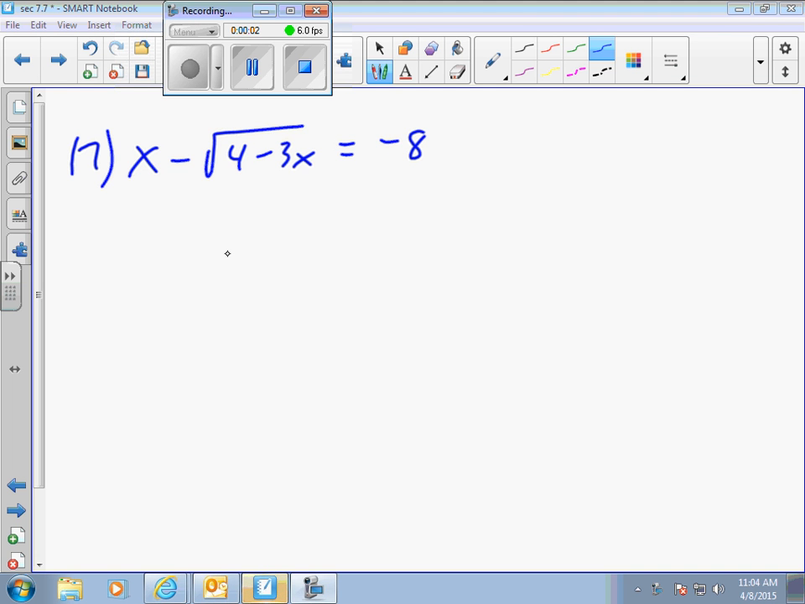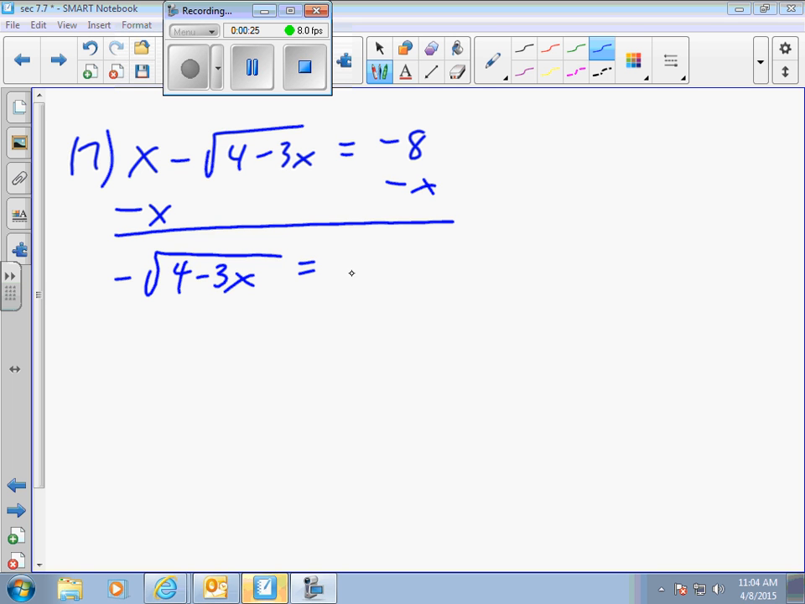Here we are on section 7.6. We're going to take a look at some problems from 7.6. Let's start with question number 17. Because there's a radical in the question, I want to get that term by itself, so I'm going to move the x to the other side, giving me negative square root of 4 minus 3x equals negative x minus 8.